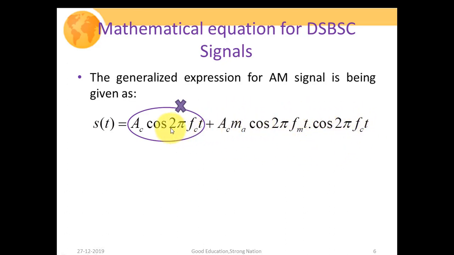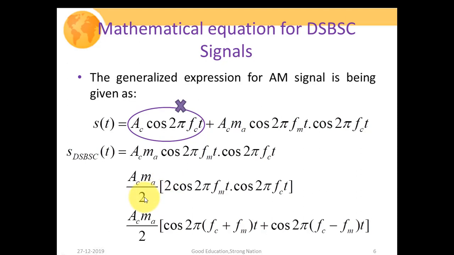So obviously, if we have to save power, then we need to suppress this carrier signal. If we suppress the carrier signal, then the remaining signal contains only the two sidebands, that is the upper sideband as well as the lower sideband. So in order to generate double sideband suppressed carrier systems, we have to subtract or suppress that particular carrier signal. The expression for the double sideband suppressed carrier signal is given as Ac ma cos(2π fm t) multiplied with cos(2π fc t).